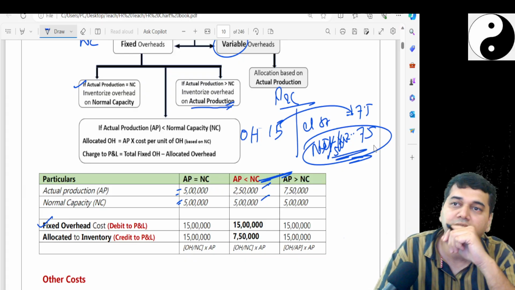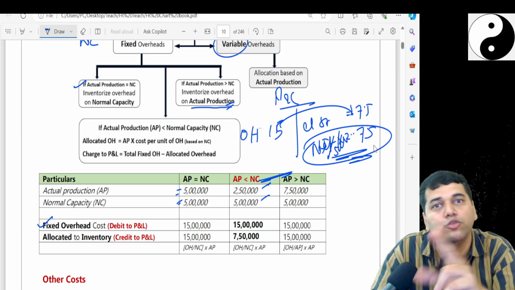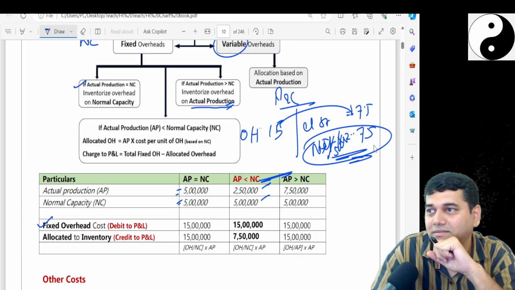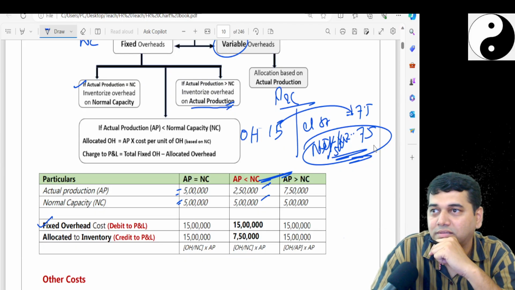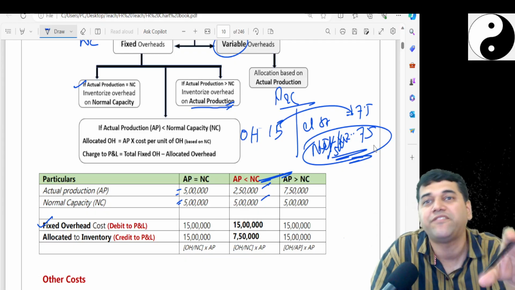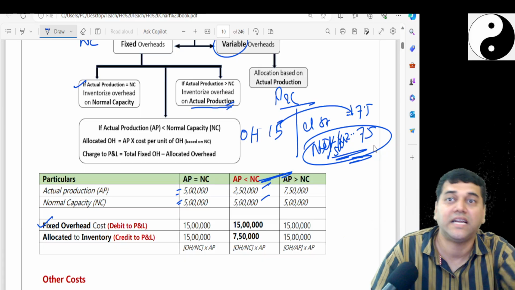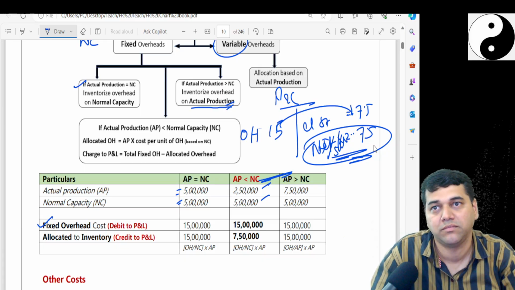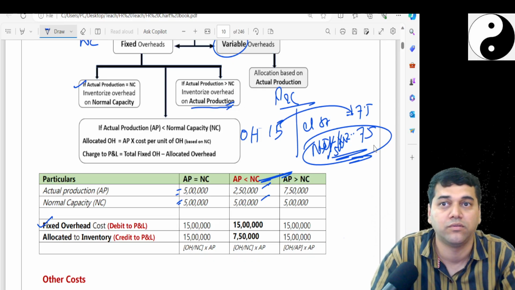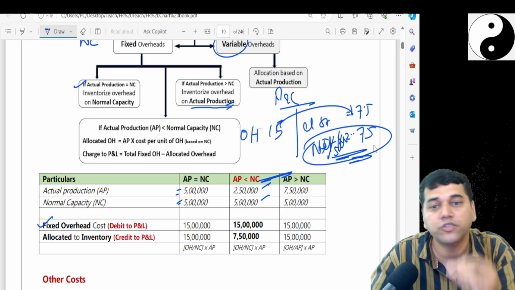And the moment somebody sees a net loss, they will ask you one question: what happened? And if I permit you to allocate it based on the actual production, you will hide your inefficiencies. That's why the objective of this accounting standard is, if you have made some inefficiencies or abnormal losses, don't inventorize them. Because inventorizing means not allowing it to hit your P&L account. P&L is your performance, your results. And we should not allow it to be tampered with.